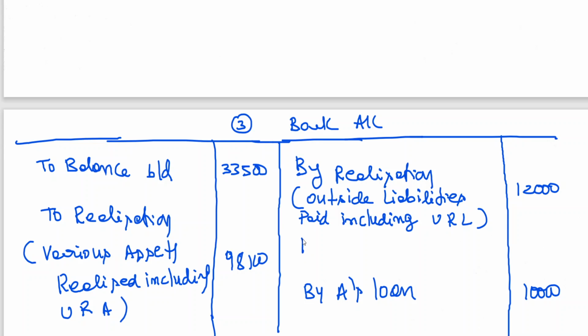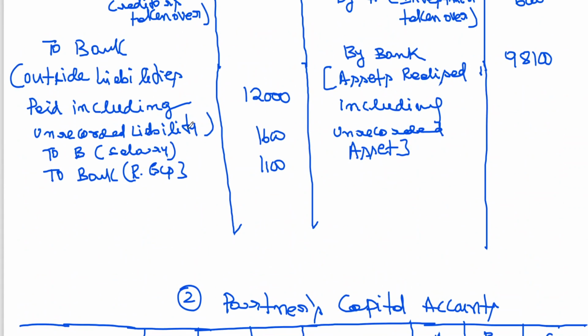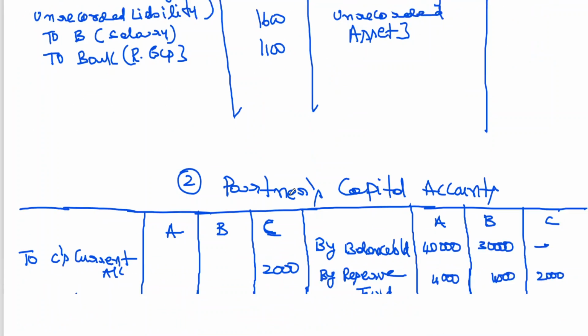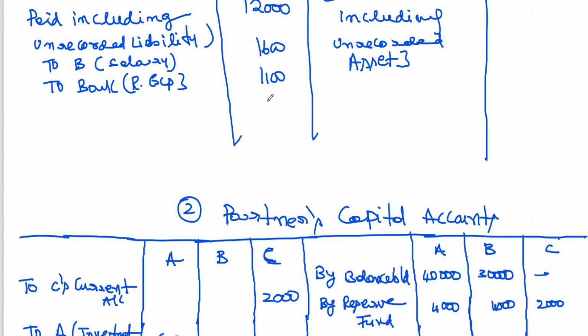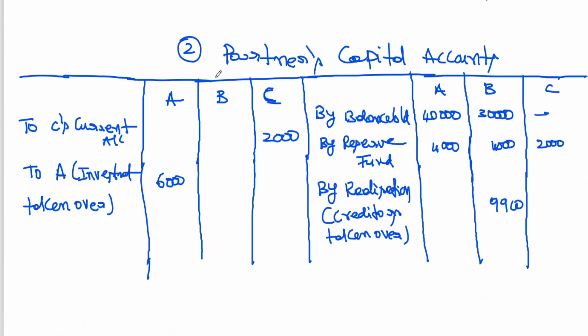Then realization to bank, I have written by realization expenses. Realization expenses is 1,100. You can see this one. Realization to bank 12,000 I have written, and realization to bank expense have written. Now realization to B, salary.